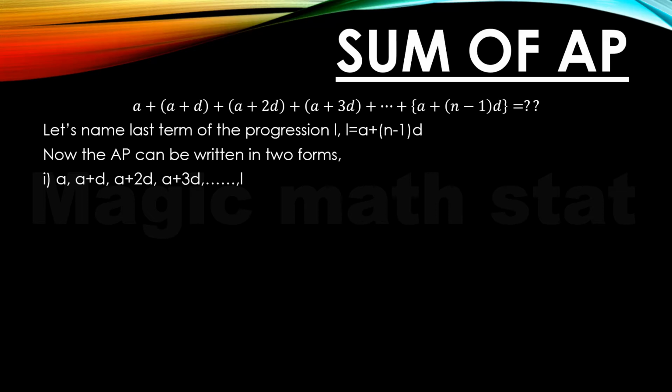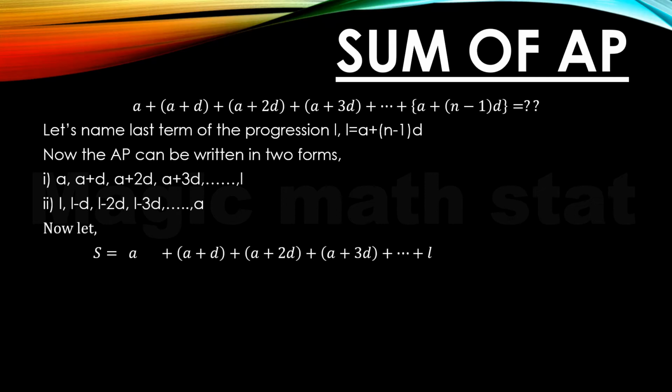And if we start writing this AP from the last term, start from L, then the next term will be D less than L. So L minus D. The next term will be D less than the previous, that is L minus 2D. The next term will be D less than the previous, that is L minus 3D. And it goes on up to A. So these two are just two visual forms of the same AP.